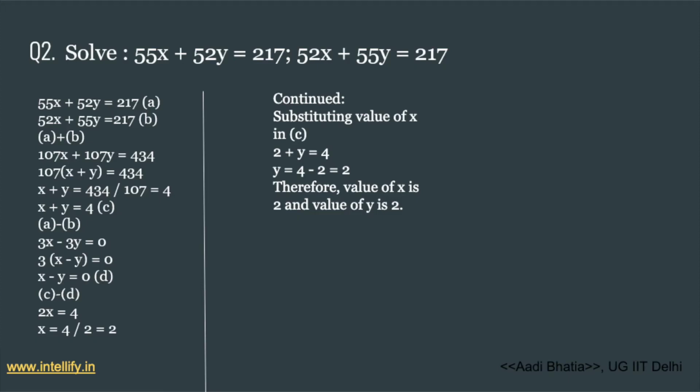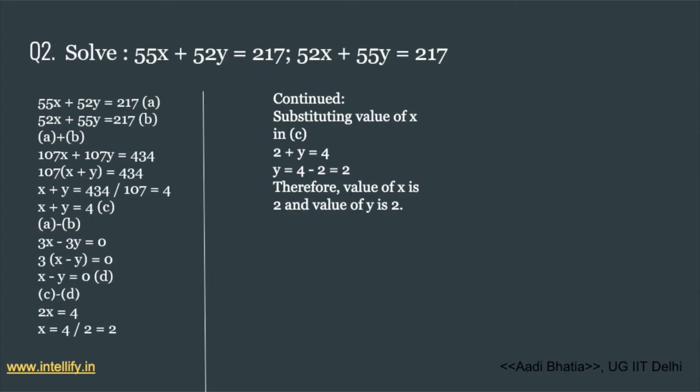So x plus y is equal to 4, and a minus b will equal 3x minus 3y, which is equal to 0. 3 into x minus y is equal to 0. So x minus y is equal to 0. Then we add c and d: 2x is equal to 4 and x is equal to 4 upon 2, which is equal to 2.